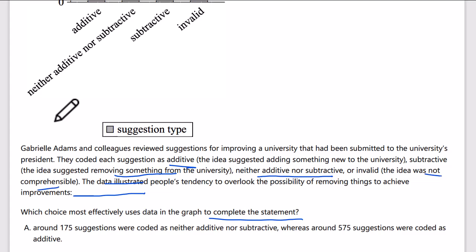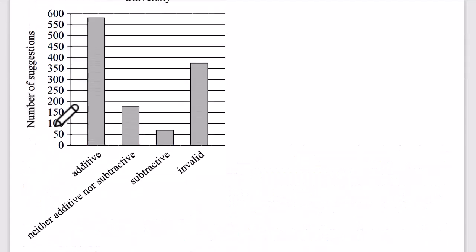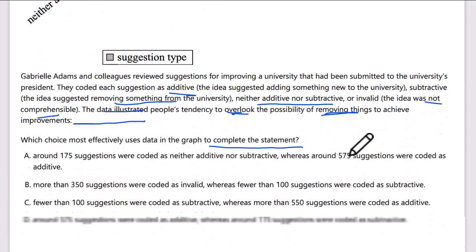The data illustrated people's tendency to overlook the possibility of removing things to achieve improvements. And then we've got a colon, so we need an answer where people overlooked removing. In other words, they always wanted to add something new. They never thought, oh, let's take it away. So I would guess that would be supported by very few subtractive. Sure enough, subtractive is the lowest number of suggestion categories. That's our evidence. Let's find that.